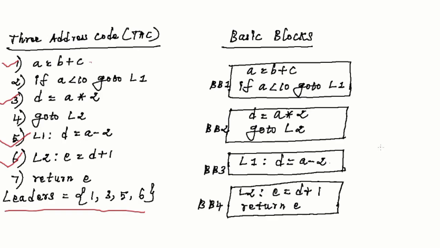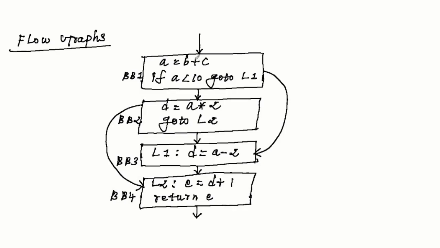In the next step, draw the flow graph using arrows or connections. Now draw the flow graph using connection rules. So the starting basic block is A equal to B plus C, if A less than 10, goto label 1. If a block ends with a conditional jump, like if A less than 10, goto label 1, label 1 contains the statement D equal to A minus 2. So one arrow goes to the jump target block, and another arrow goes to the next block if the condition is false. In the second block, D equal to A into 2, goto label 2.